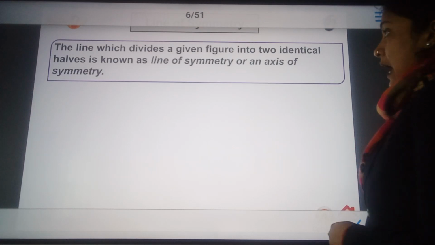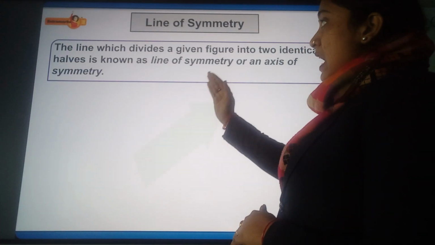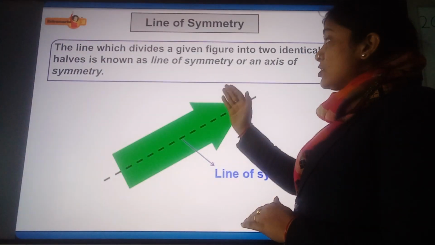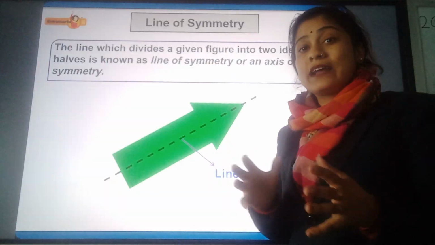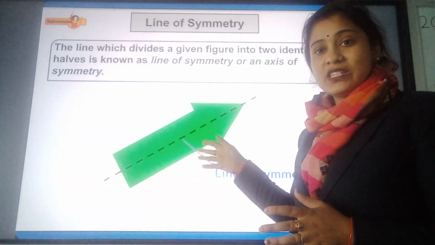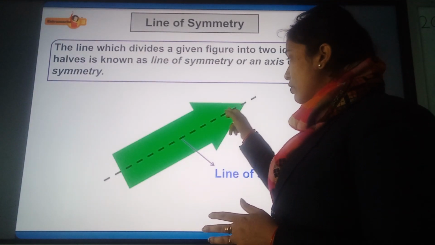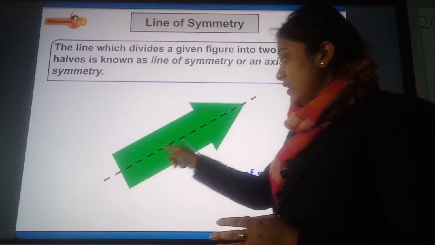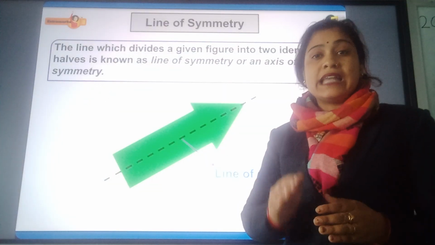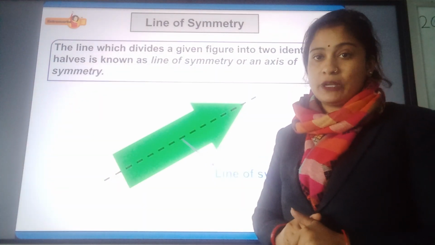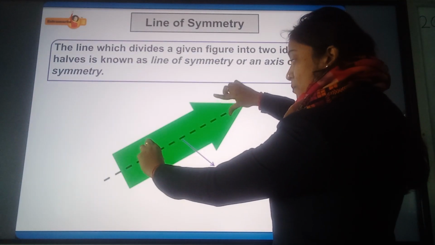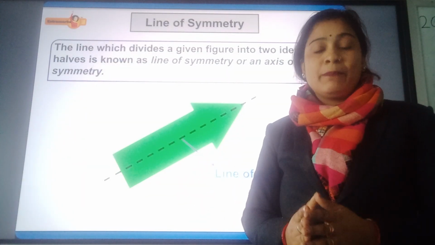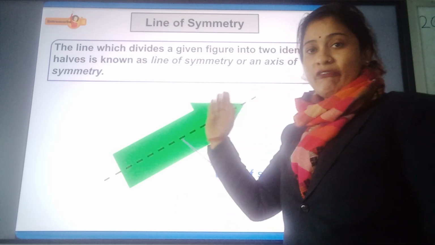Okay. So what was the line of symmetry? It was the line which divides a given figure into two identical halves, and it is known as the line of symmetry or as an axis of symmetry. For example, this is a figure. Can you see this arrow? Now this arrow is divided from its midpoint by this dash line. So this dash line is known as the line of symmetry, and it is also known as the axis of symmetry. That means if I fold this arrow about this line, the first part and the second part are going to overlap each other.